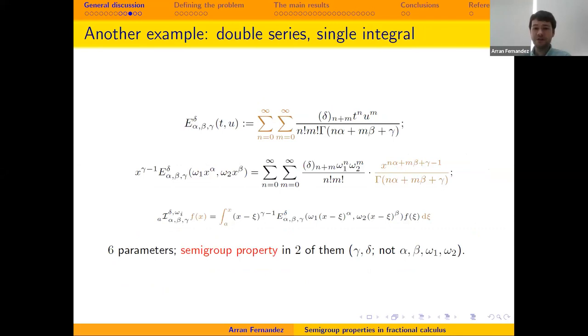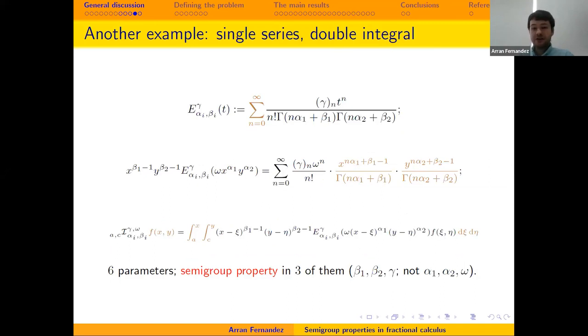Here we have another double series, but there's only 1 gamma function on the bottom. And then our t and u, we substitute as powers of a single variable x. So from a bivariate function, we get a function of 1 variable, just x. Here in brown is the power of x with the gamma. Then we get a fractional integral operator using this bivariate Mittag-Leffler function applied to 1 variable. Single integral applies to functions f of x of a single variable. This is an operator with 6 parameters: alpha, beta, gamma, delta, omega 1, omega 2. You have semigroup property in 2 of them.